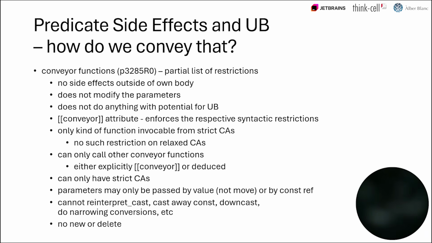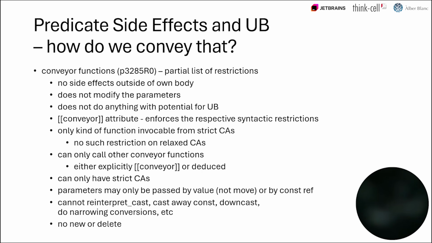The first such proposal worth mentioning was conveyor functions, which proposed a whole list of limitations, such as no side effects outside of body, does not modify the parameters, and nothing with potential UB, which would be a whole sublist on its own. Can only call other conveyor functions, either explicitly marked with a new conveyor attribute, or deduced as such. Can only have strict contract assertions. We'll talk about that in a minute.